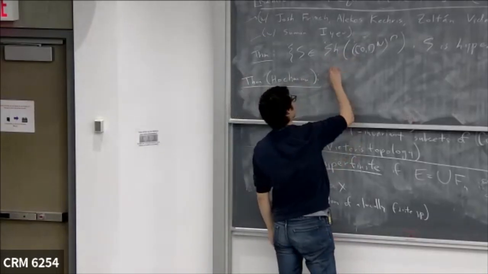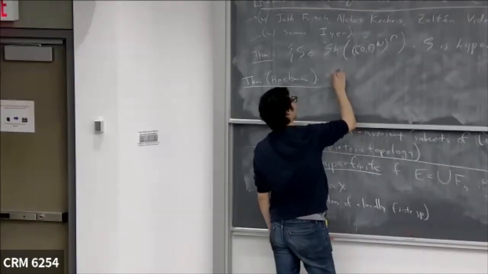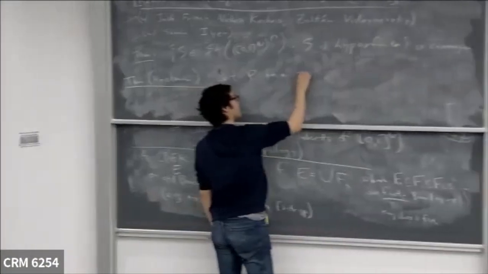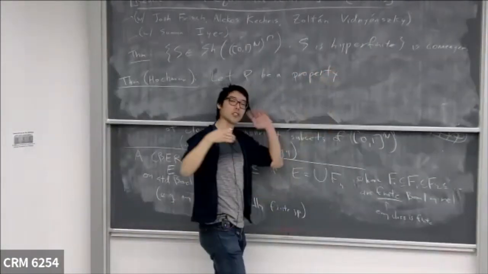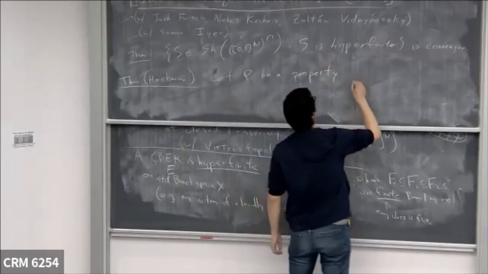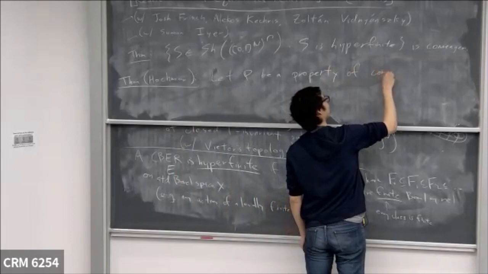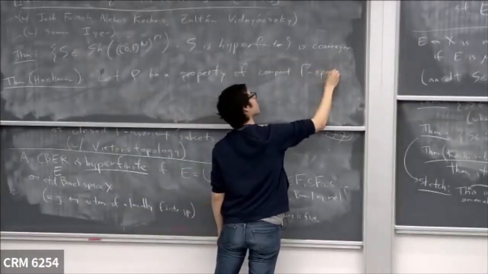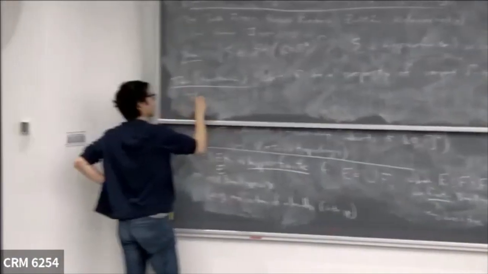This is for any countable group gamma. Let P be a property, and by property I mean it's invariant under topological isomorphism. So let P be a property of compact gamma spaces. These are called gamma flows. So for compact gamma spaces, the following are equivalent.